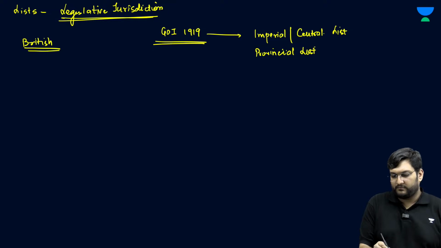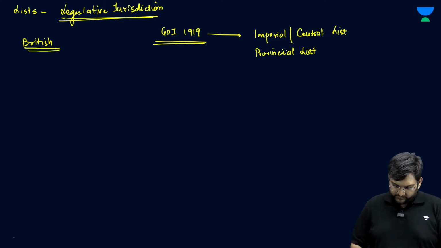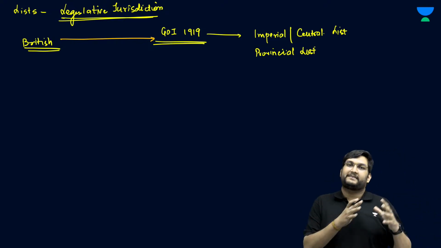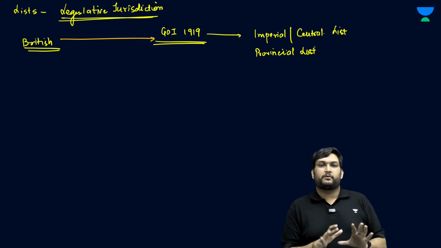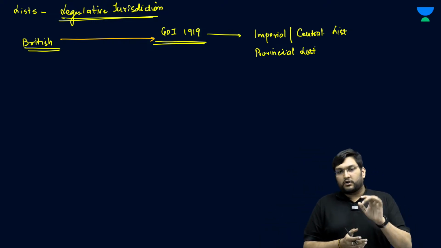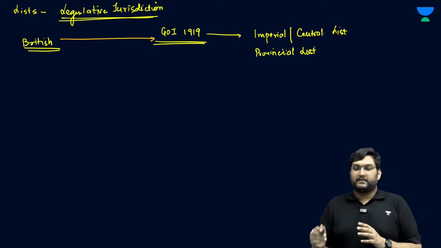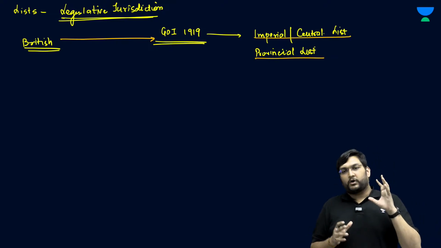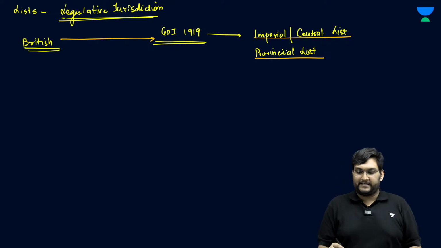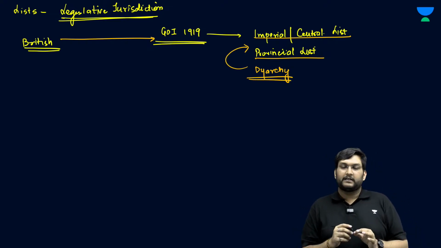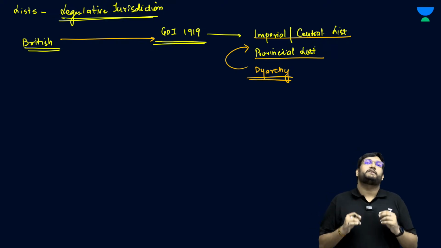This is the British introducing the concept. The British introduced quite a lot of concepts which we use today, from bicameralism to the concept of bicameralism at center, state. All of that comes from these acts itself, but we are concentrating on legislative jurisdiction. Now, Government of India Act 1919, imperial or central list or provincial list comes in. But what we all remember for 1919 is the concept of hierarchy. Now, because they had to introduce hierarchy, a list system was needed.